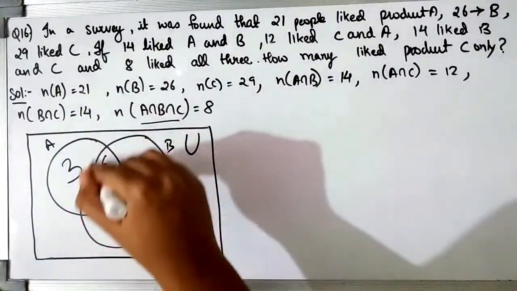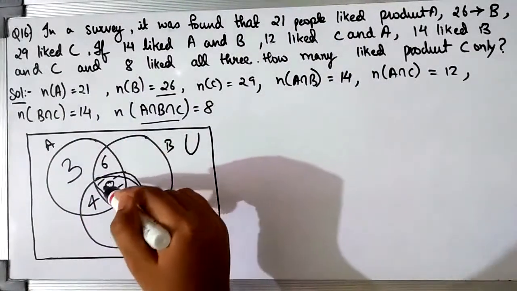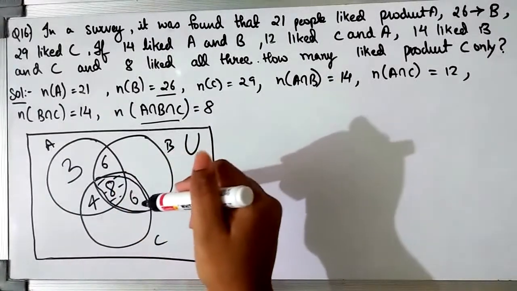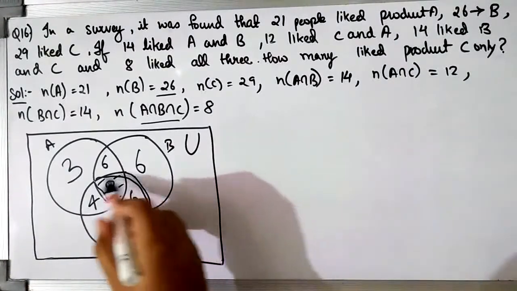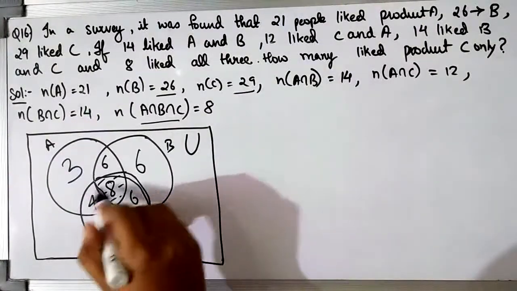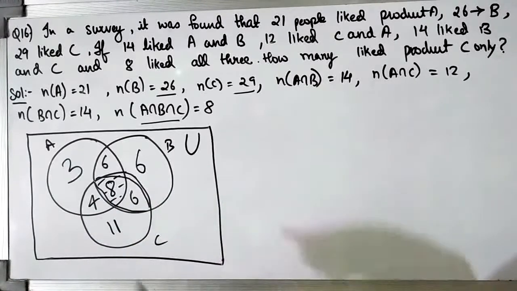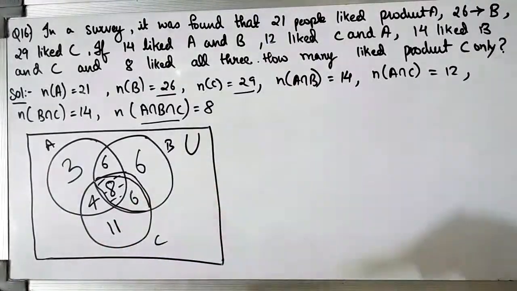Similarly for set B, together it makes up 21 elements. Since we have already marked 8 plus 6 plus 6, we are going to write 1 over here, and together they make up 21 elements. Similarly for C also, you can see that in total it makes up 29 elements. Since we have already marked these elements, the leftover comes to 11. Now if you do 11 plus 4 plus 8 plus 6, together it makes up 29. So we are done with the Venn diagram.